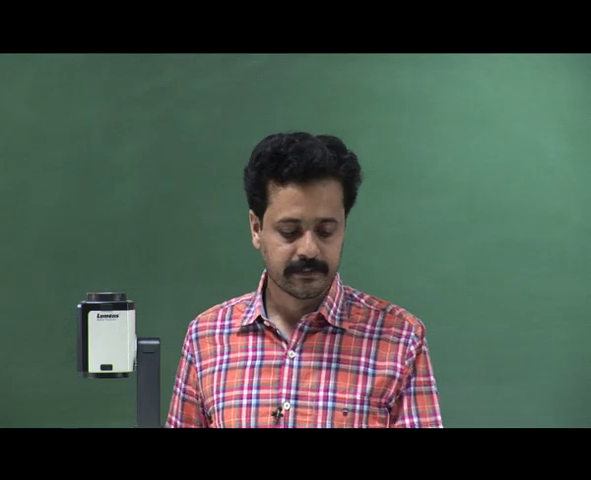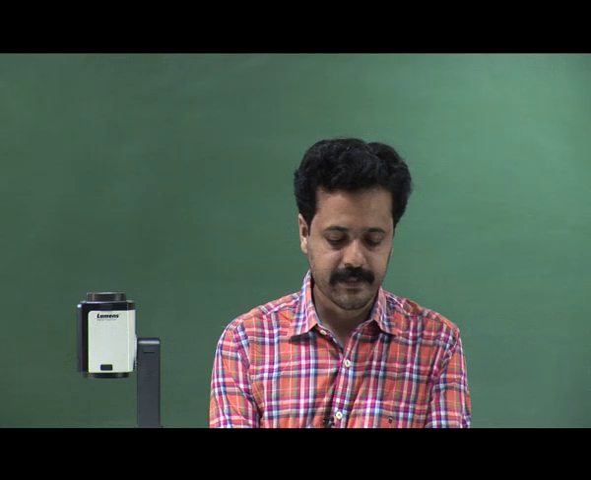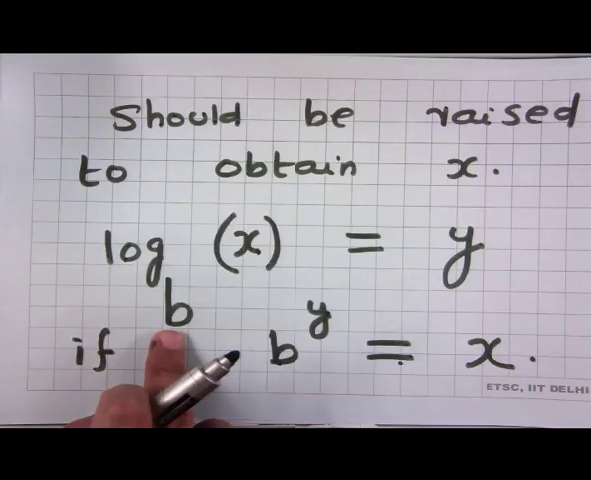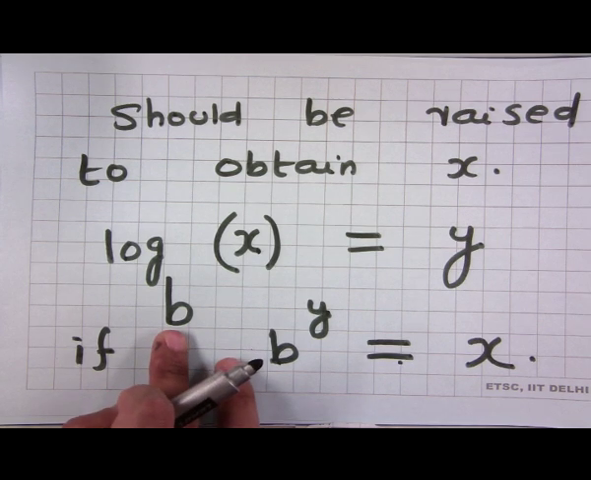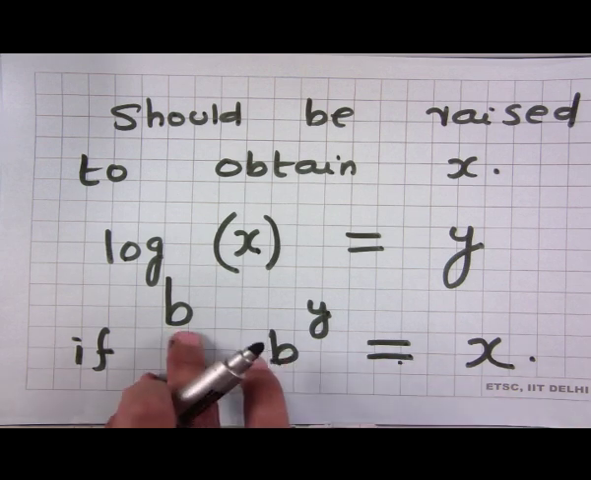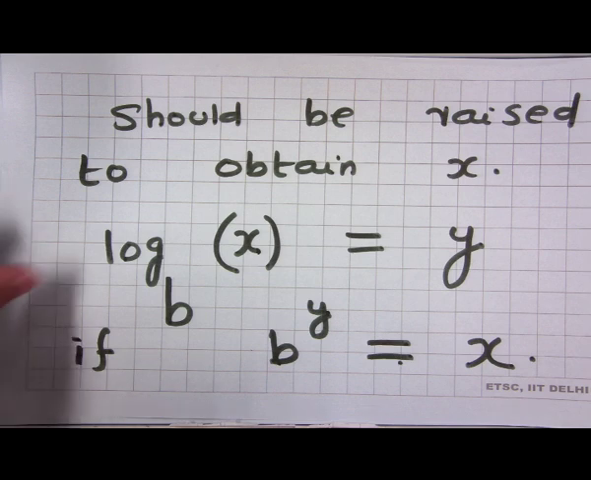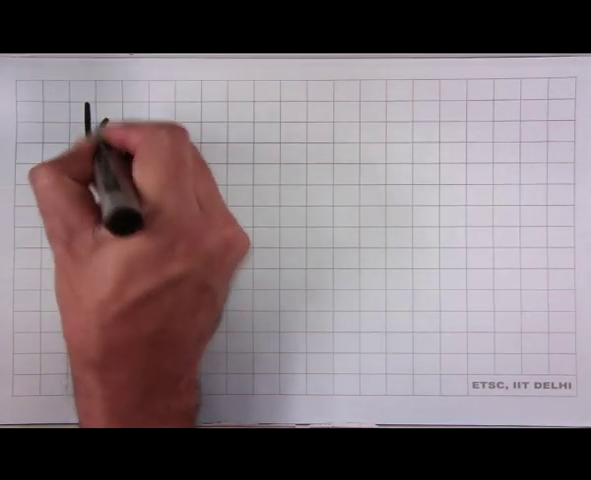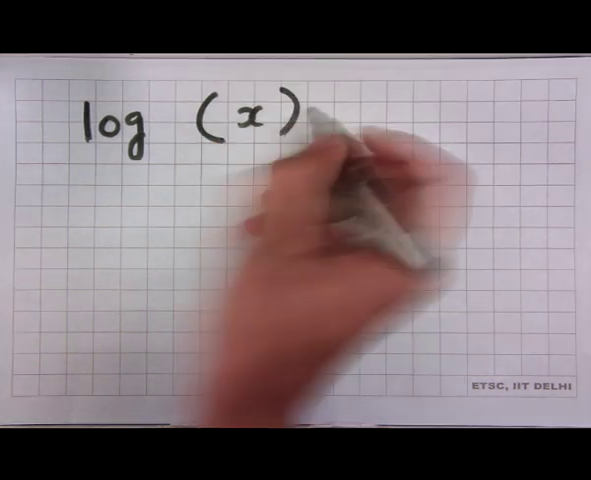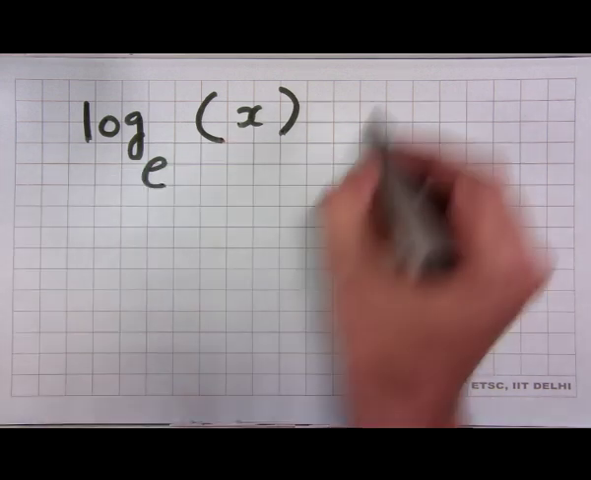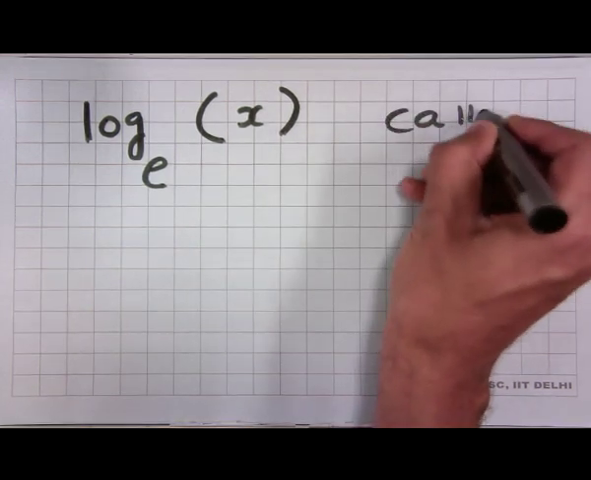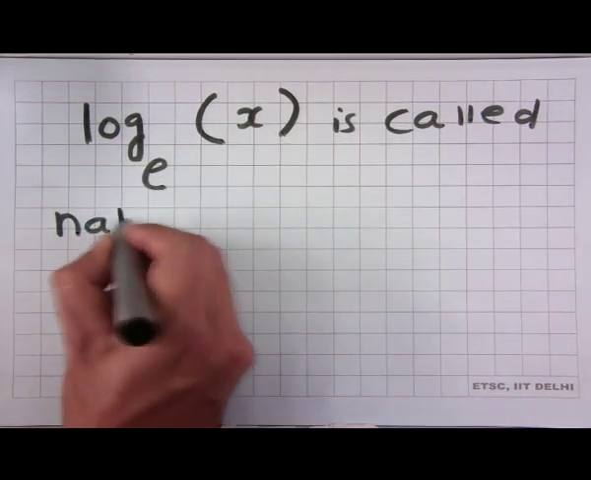Let me just remark that though I have defined logarithm of a positive real number x with respect to a positive real number b not equal to 1, or more specifically with base b not equal to 1, it is customary to take b as the number e. In that case, we call the logarithm as natural logarithm. Logarithm of a number x to base e will be called natural logarithm of x.